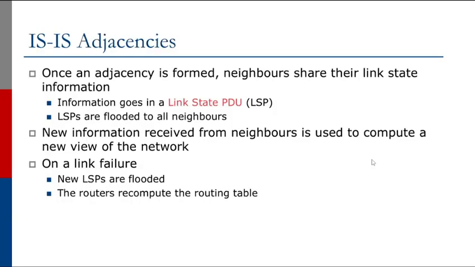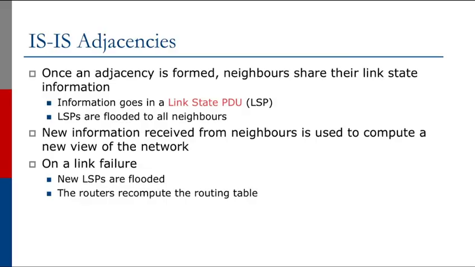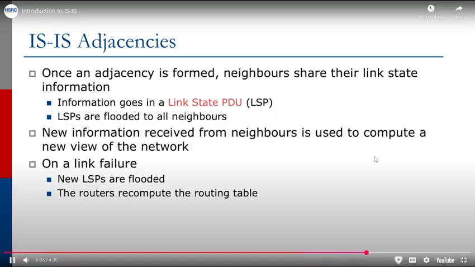Once an adjacency is formed, neighbors will share the link state information. Information goes in a link state PDU, or more commonly called LSP. LSPs are flooded to all neighbors. New information received from neighbors is used to compute a new view of the network. When a link fails, new LSPs are flooded, and the routers recompute the routing table.